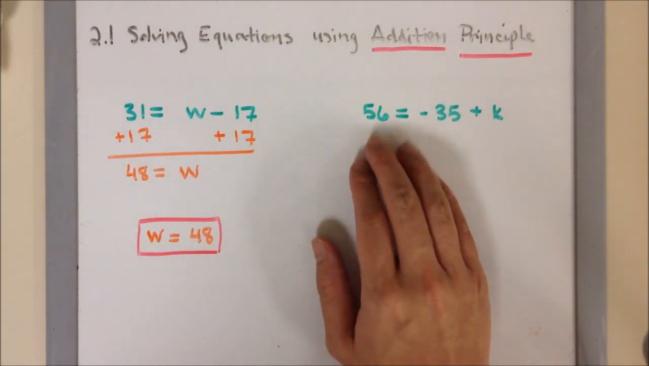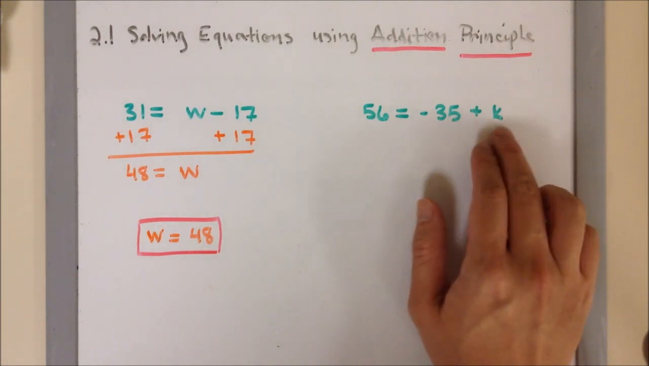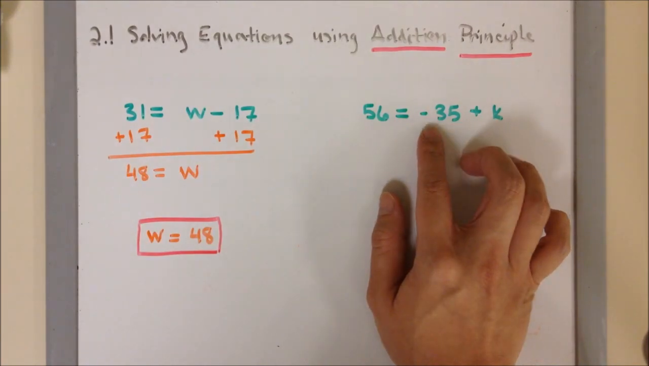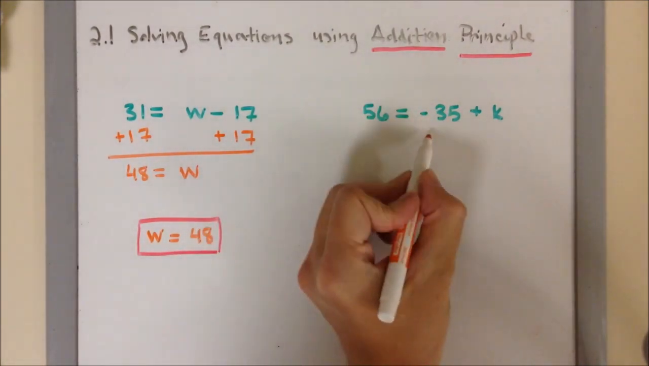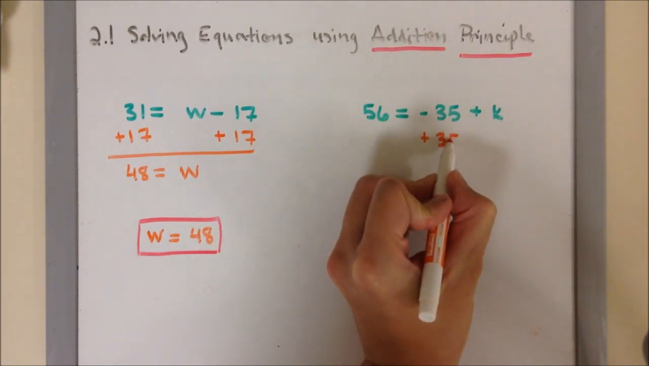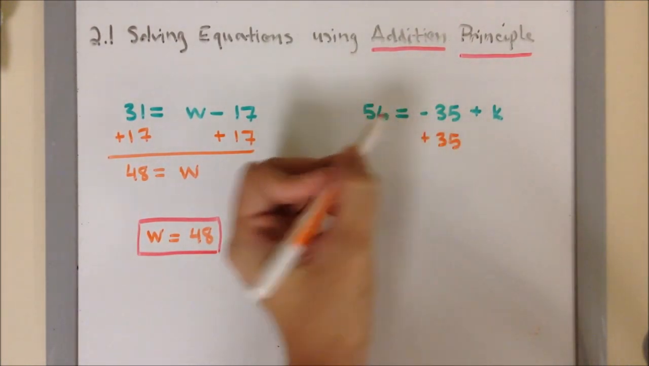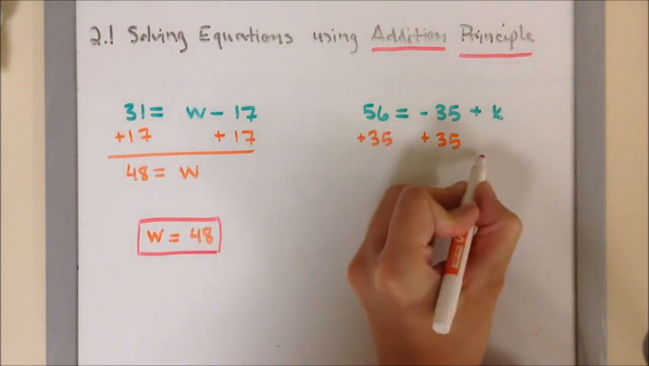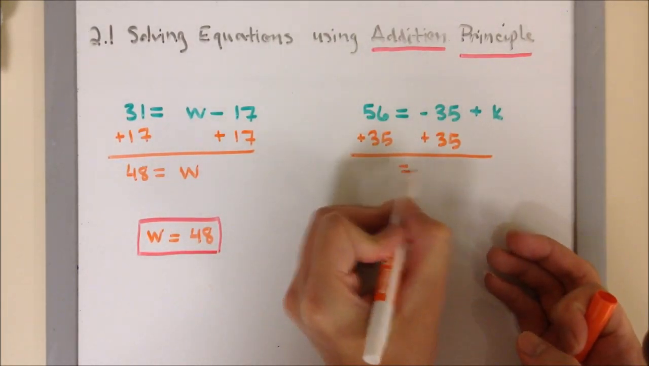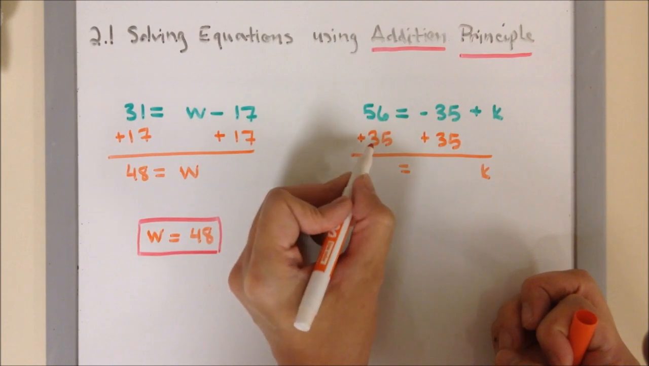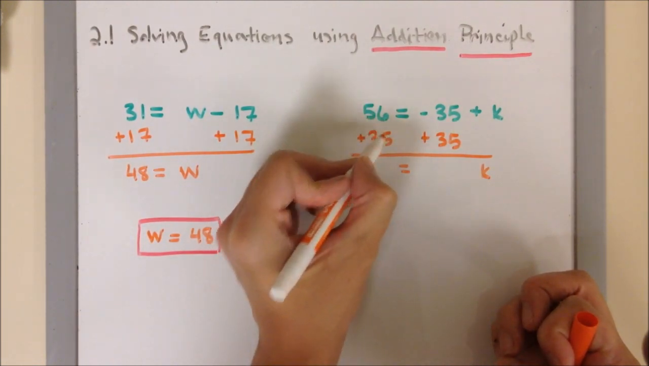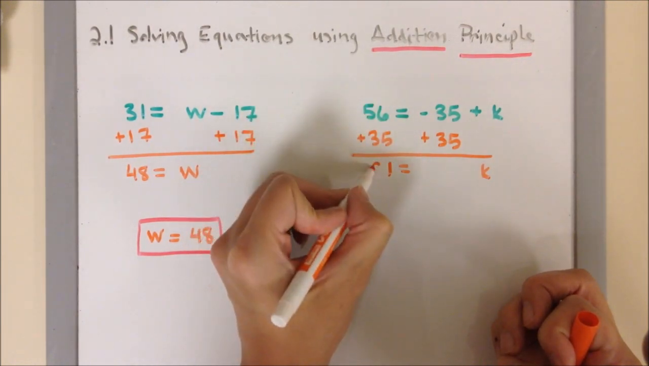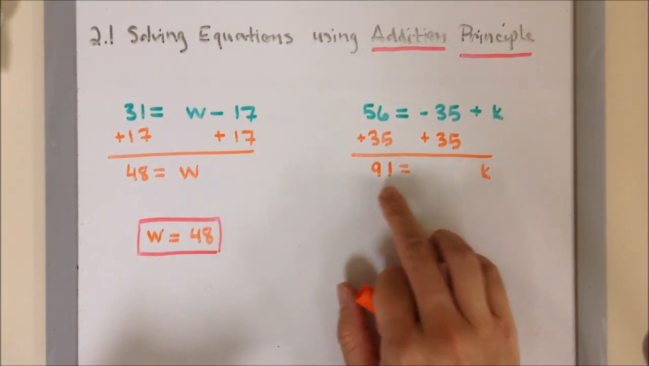Example 4. 56 equals negative 35 plus k. We want to isolate the k, get it by itself. The opposite of negative 35 will be positive 35, so we're going to add 35 on the right side of the equal sign. To balance the equation, I'm going to add 35 on the left side. So we're going to get k by itself. 56 plus 35: 6 plus 5 is 11, I carry the 1 up here, 1, 5, 3, that would be 91. So 91 equals k.